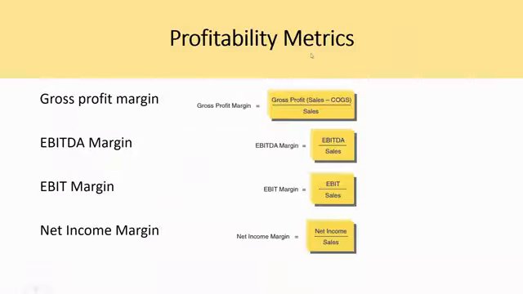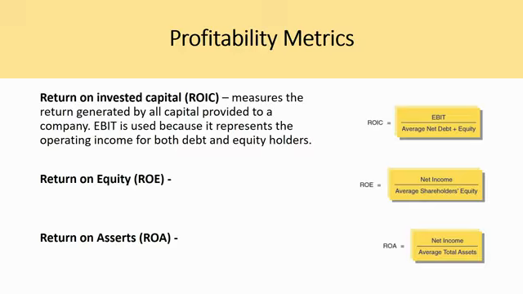So some profitability metrics, you can calculate the gross profit margin, which is sales minus COGS divided by sales. There's the EBITDA margin, so you divide EBITDA by sales. There's the EBIT margin, the EBIT divided by sales, and there's the net income margin, which is net income divided by sales. There's also the return on invested capital, which measures the return generated by all capital provided to a company. EBIT is used because it represents operating income for both debt and equity holders.